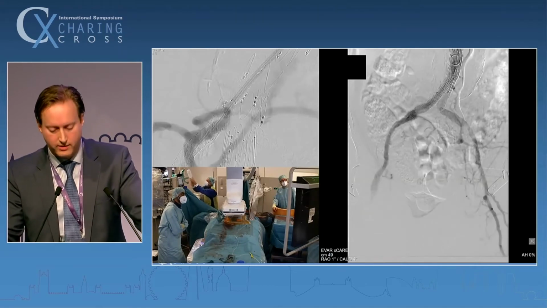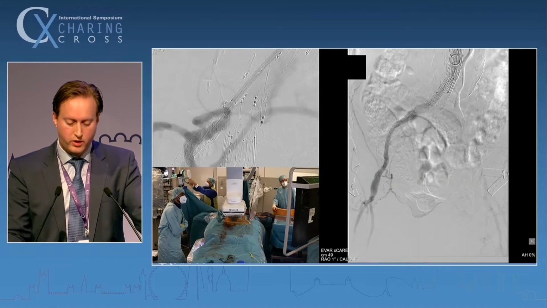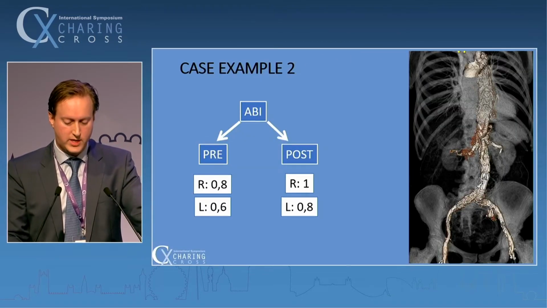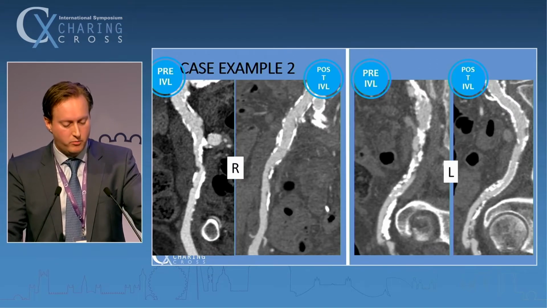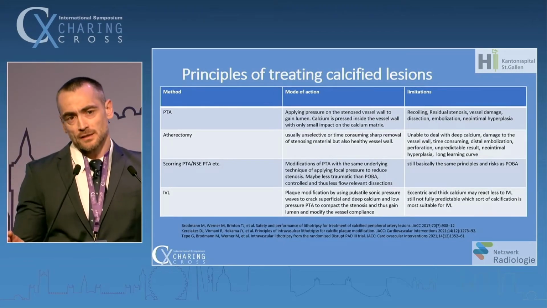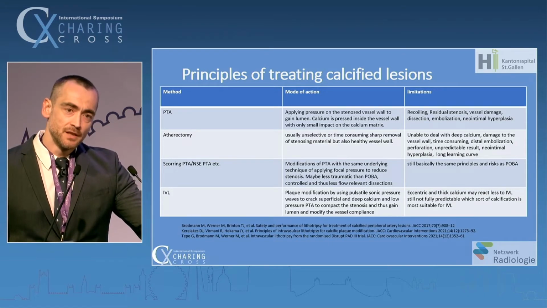She required stenting in the external iliac because she was also a PAD patient, and afterwards the ABI index increased on both sides. And these again, pre and post images of both sides, where you can see the luminal gain and the perfect outcome.